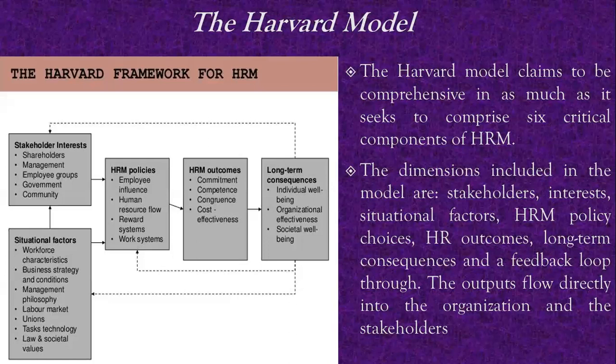Now, specifically speaking, if you see, every single element is dependent on every other element. And in order to find success, you need to make sure that stakeholder interest, situational factors, policies, outcomes, all of these are synchronized and aligned. Only then will you be able to reach the long-term consequences. And the consequences which occur give you the feedback regarding how effective you were in selecting and using the various choices which are made available in the form of various other components.